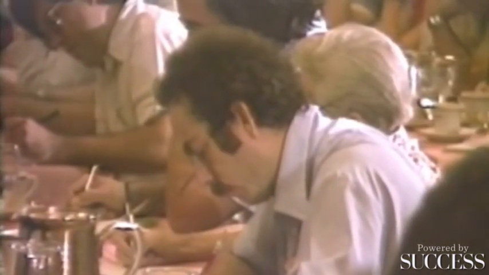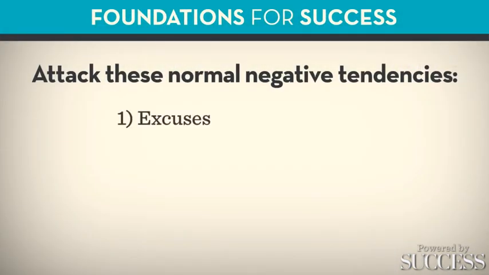Now, what are some of those normal negative tendencies that need to be attacked? Here they are. It's the same old list that's been around for centuries, ever since humans were here, I guess. The things that need to be attacked. First of all, excuses, putting it off on someone else. Now, see, that's a normal human tendency.